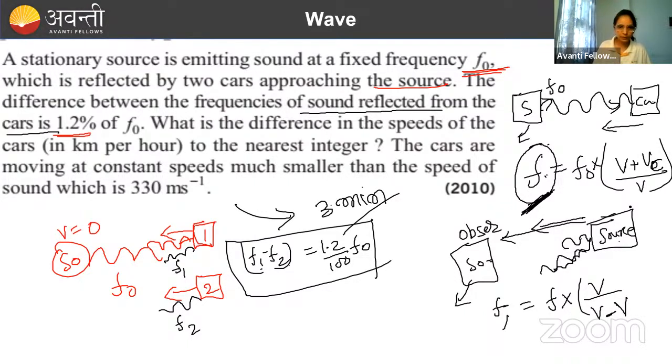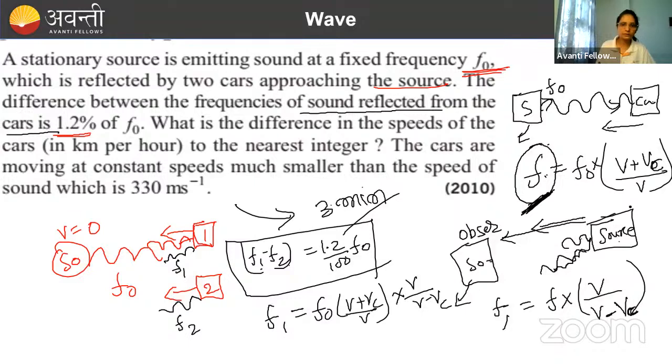So velocity of source, again it will be the velocity of car. So this much. What will be the value of F1? Let me write F1 in aggregate way. So what is the value of F1? Value of F1 is F into, what was the value of F? F naught into (V plus VC) by V into V by (V minus VC). Something like this happened, right? F1 is this.